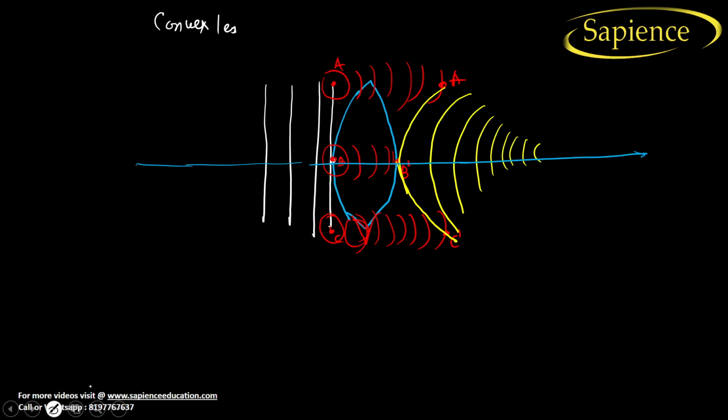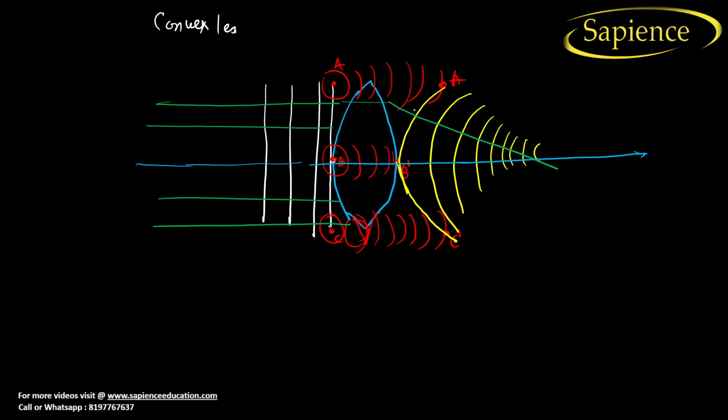Now tell me, a light ray is definitely coming. A light ray is coming like this. See here. A light ray is coming perpendicular to the plane of the wavefront. So what will happen? See here. It will converge like this. Why converge? Because it is also perpendicular to the wavefront. So this is known as converging wavefront, right? I hope you have understood this.